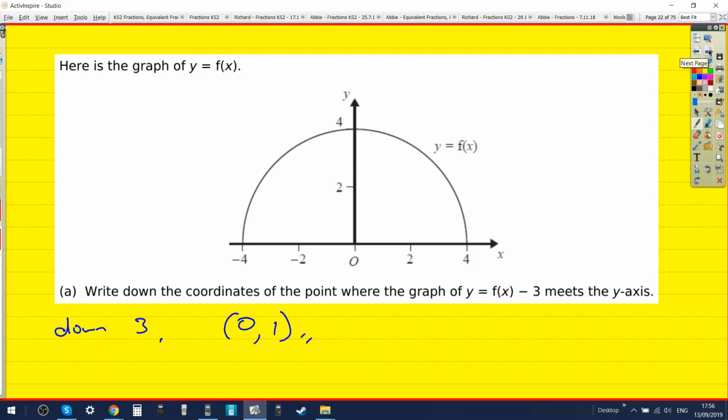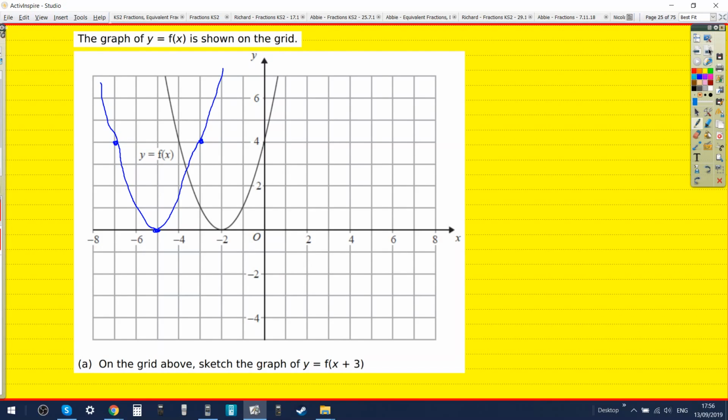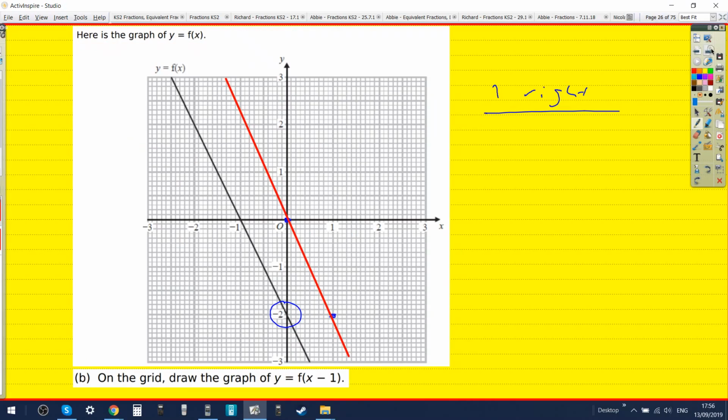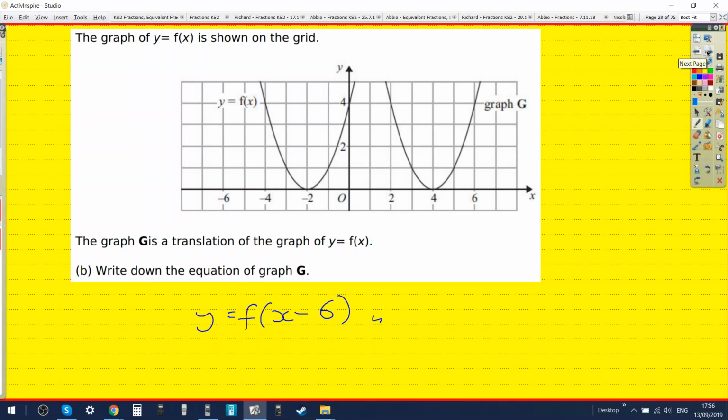We did exam questions. This one was just saying, for this new curve, where would be the new maximum? And for that same curve, what is the transformation? You just have to make sure you say it's a translation, because it could be a reflection if they change sign, or an enlargement if they were multiplied by a number. F of x minus 6, yeah.